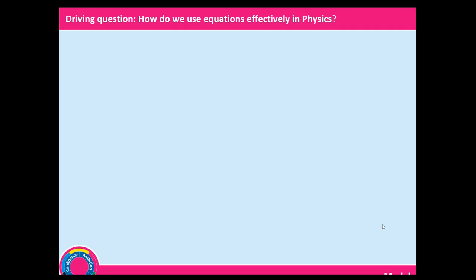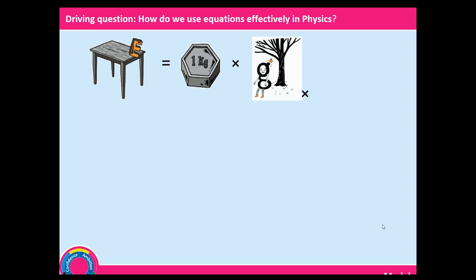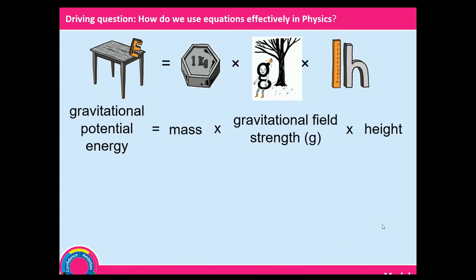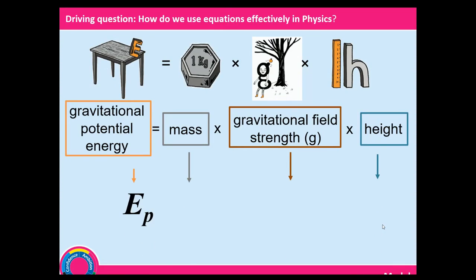So the equation for gravitational potential energy is E, or we normally say Ep, equals the mass multiplied by the gravitational field strength multiplied by height. And we write it in symbol form as Ep equals mgh. Again, we need to write the units.